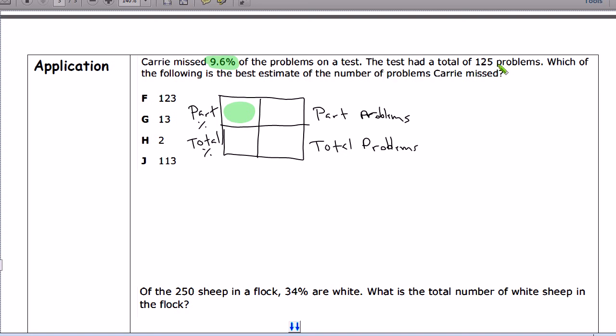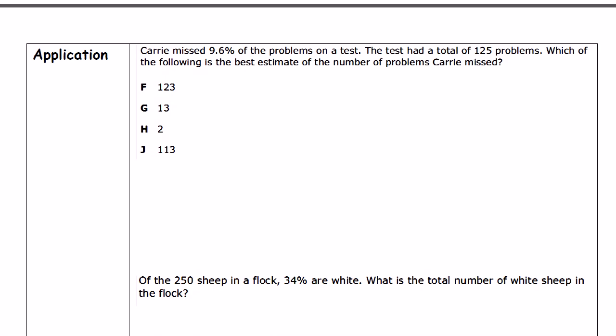The test had a total of 125 problems. They even give you the word total. So that is the total amount of problems that goes right here. Okay, and then it says, which of the following is the best estimate of the number of problems? We don't know the number of problems that she missed. That's the information that we're missing. And remember what goes right here? The total percent, that's always going to be the 100. So now you can fill in your numbers, cross multiply and divide.